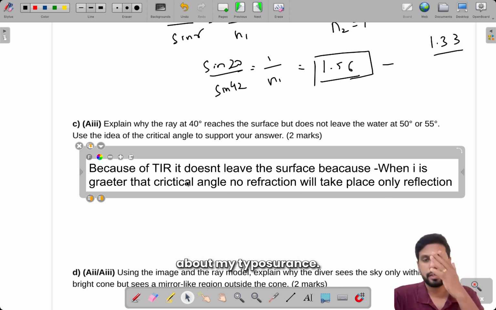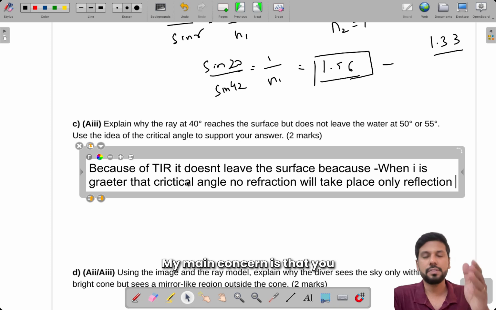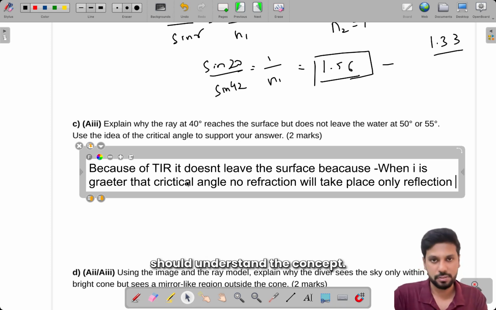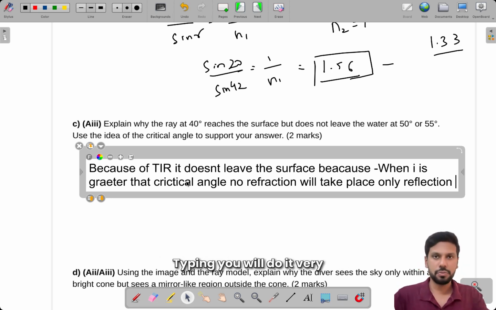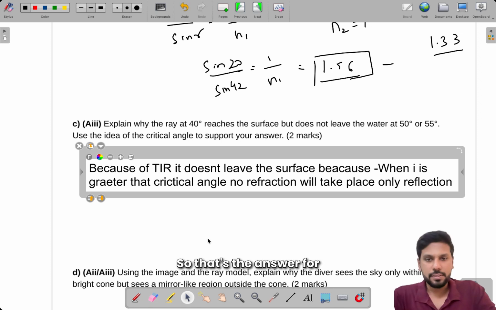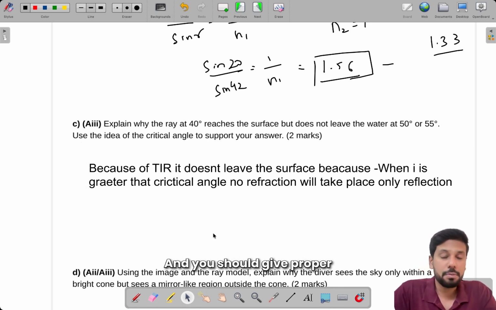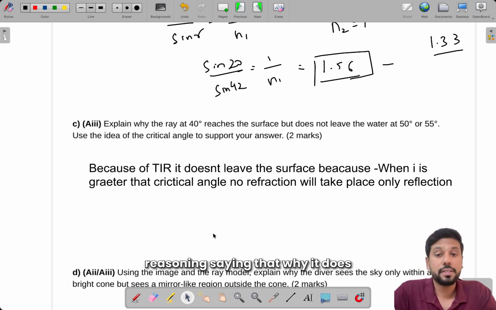Please don't worry about my typo, students. I am just typing it very fast. My main concern is that you should understand the concept. That's all. Typing, you will do it very well in the examination. I know it. Don't worry.